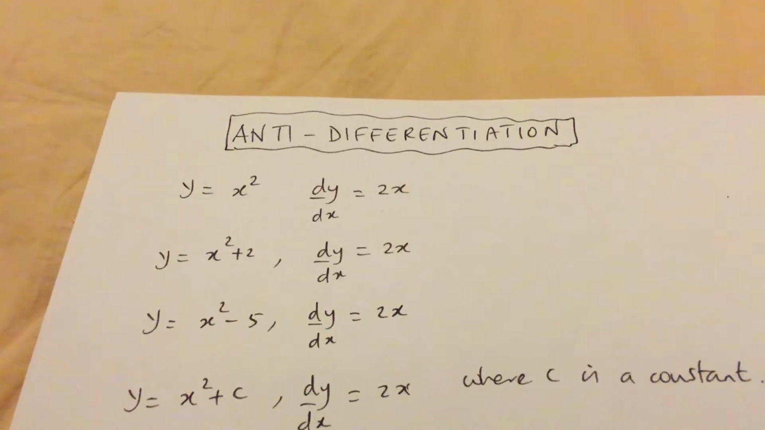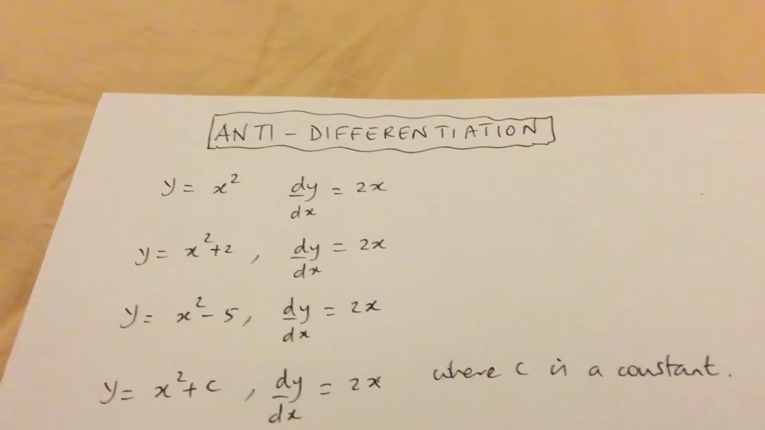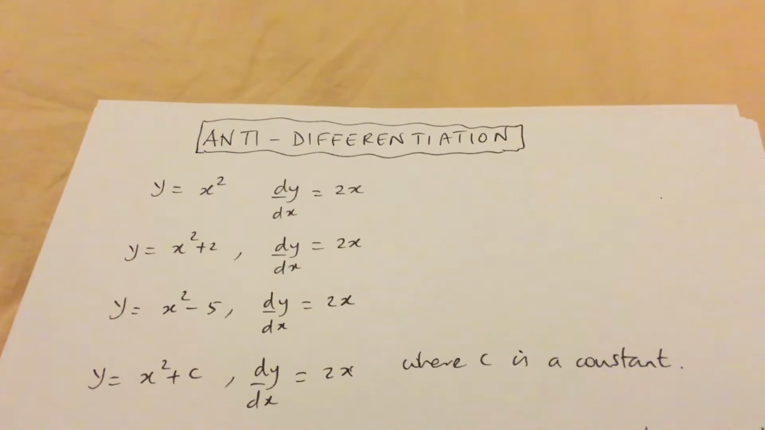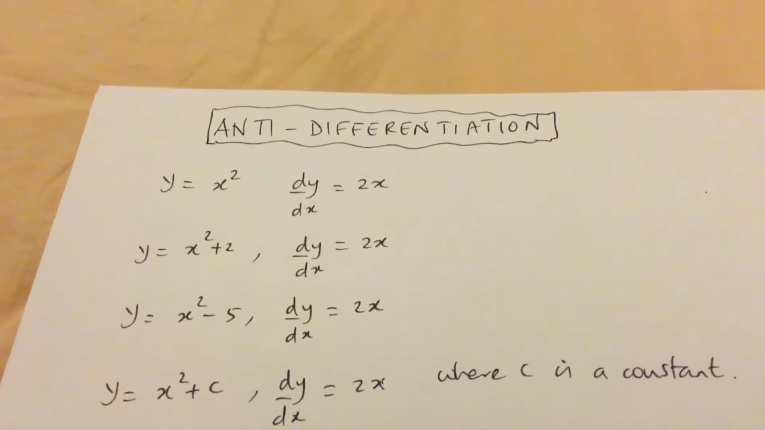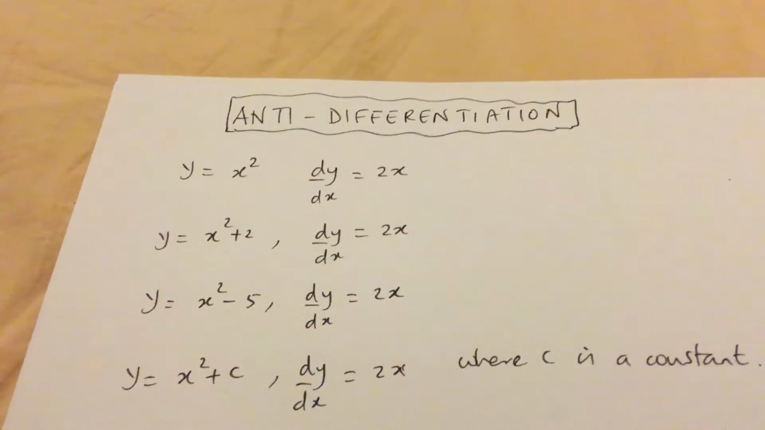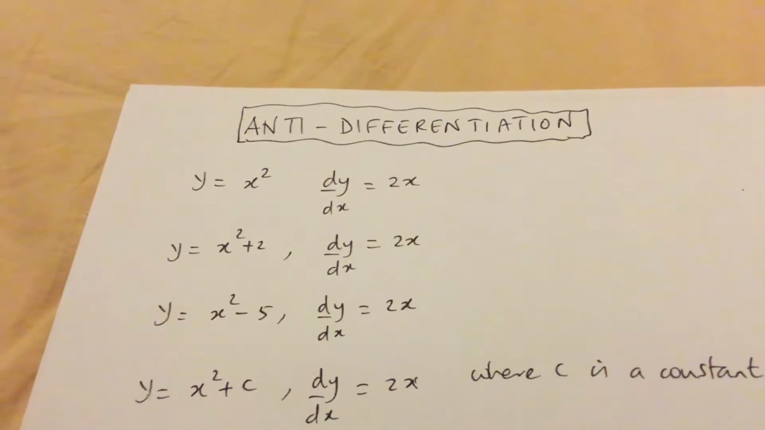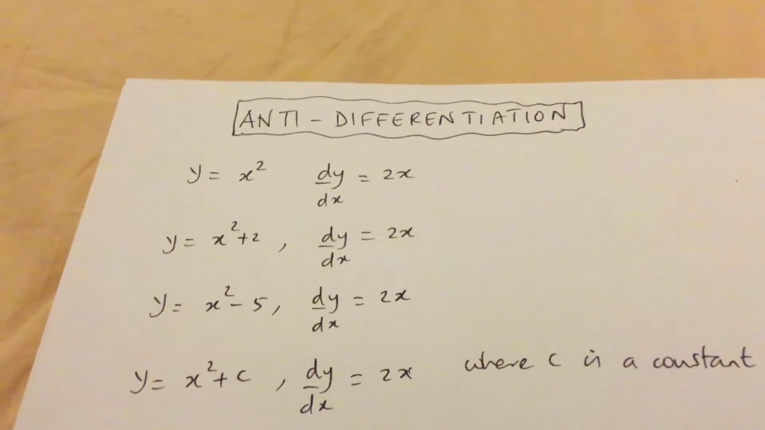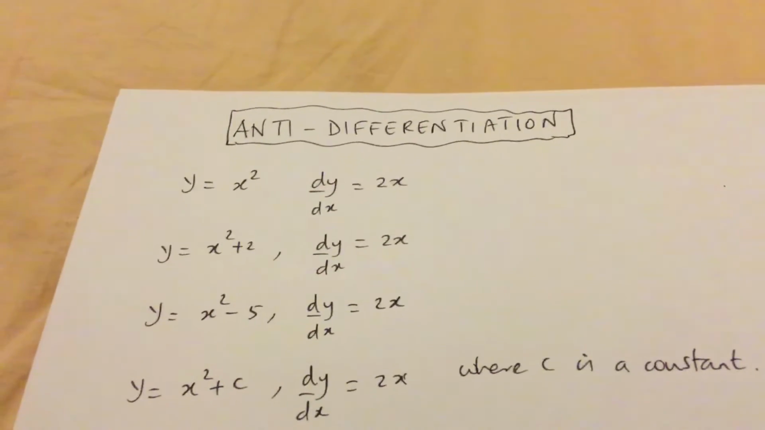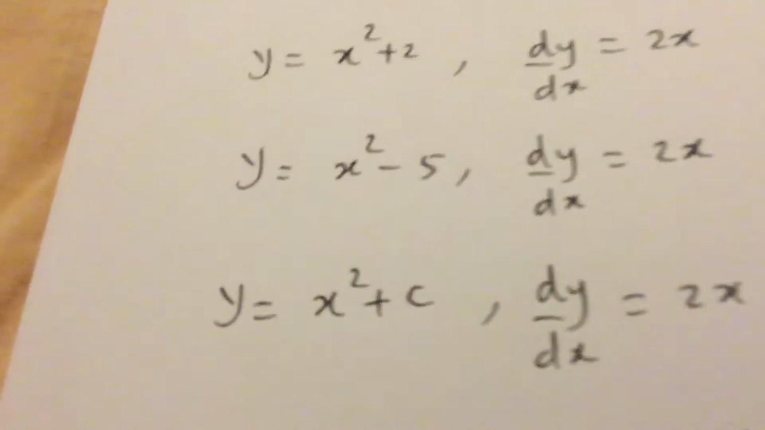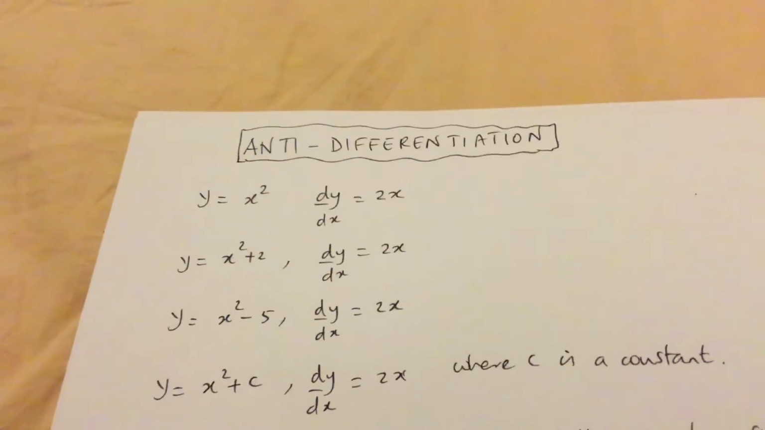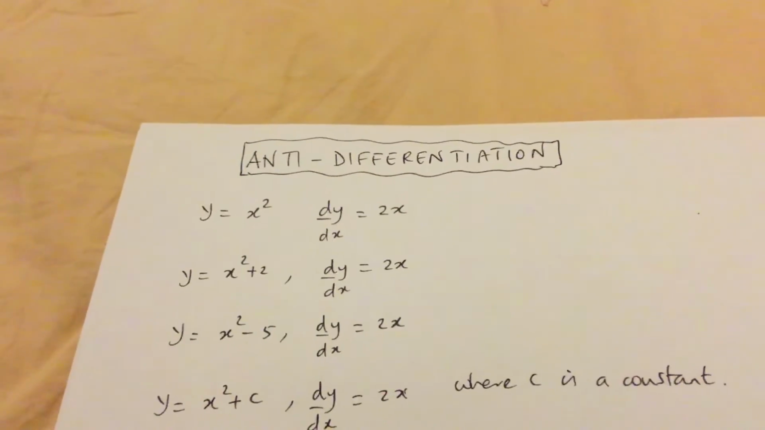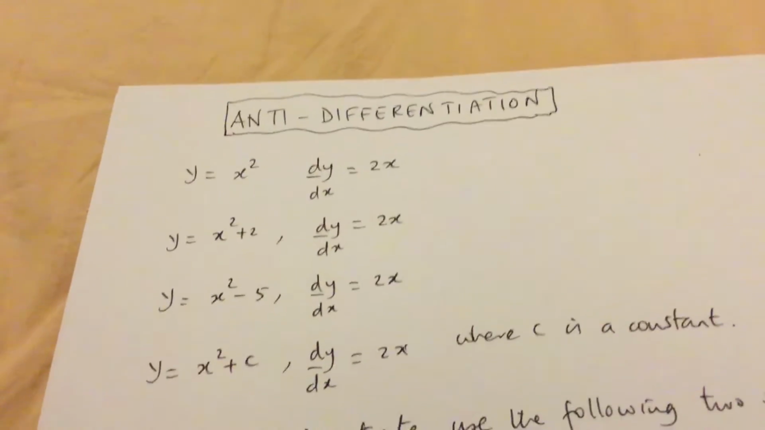So in general, if you have x squared plus c, where c is a constant, then dy dx equals 2x. So now when we anti-differentiate 2x, our answer will be x squared plus c. So every time you anti-differentiate, you have to write plus c to account for the constant, which we didn't know, or you won't know unless you're given some variables.